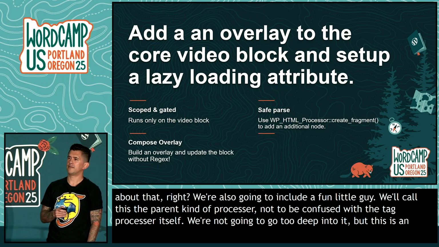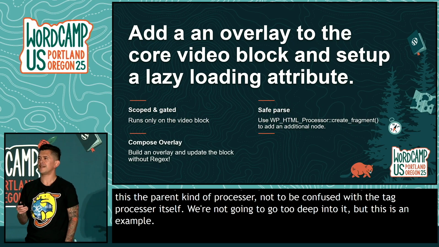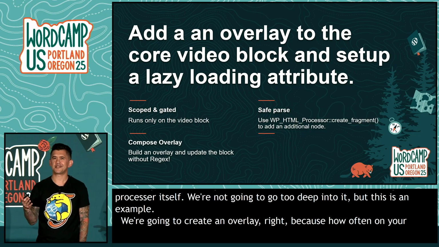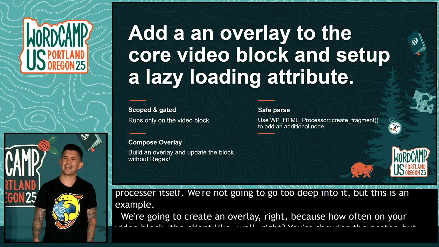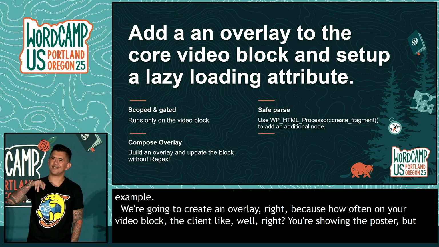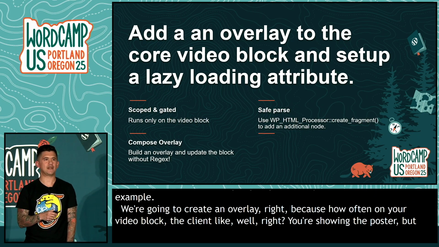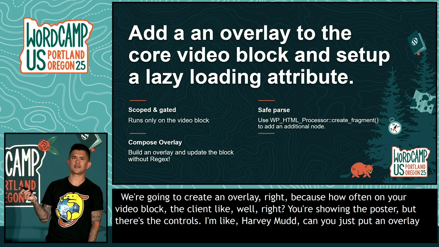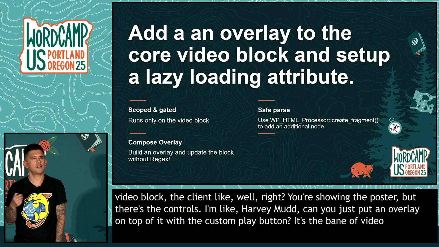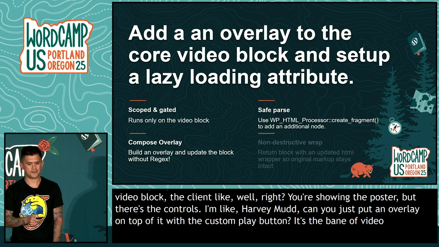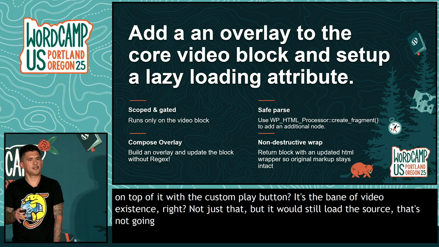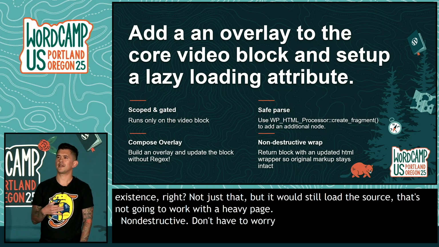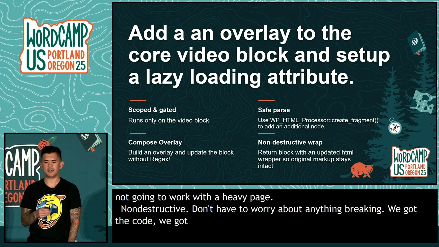We're going to create an overlay, right? Because how often on your video block is the client like, well, you're showing the poster, but there's the controls. Like, can you just put an overlay on top of it with a custom play button? It's just the bane of video existence, right? Not just that, but it would still load the source, right? That's not going to work on a heavy page. Non-destructive. Don't have to worry about anything breaking. We got the code, we got the block, we're going to add the attributes and output accordingly.